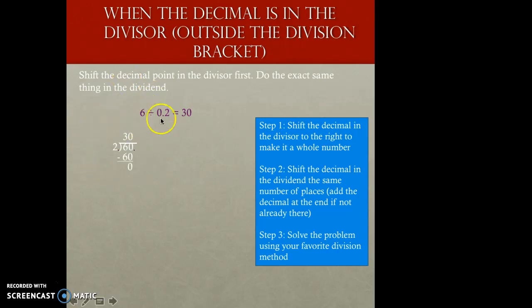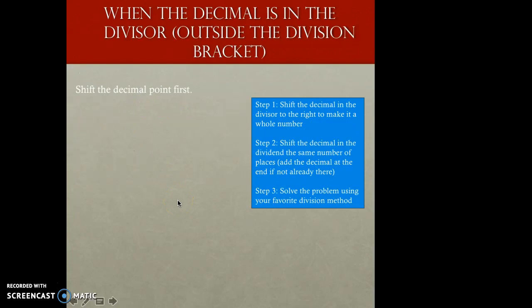So think about what that means. It simply means that there are 30 2/10 in the number 6. This is just a part of a whole number, so it takes 30 of them to make up a whole 6 things. All right, so again, we shift the decimal point first.